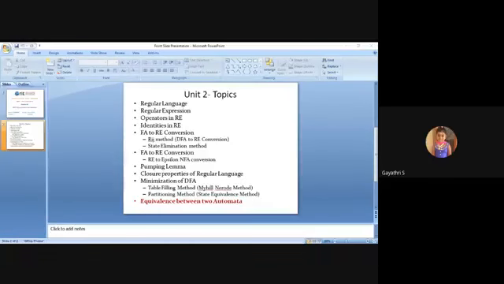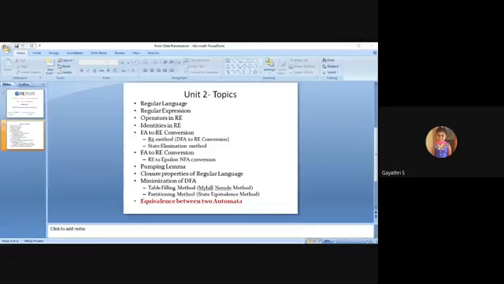Next, closure properties of regular languages: there are almost 7 to 8 properties. Starting with the union of two regular languages is regular, the concatenation of two regular languages is regular, then intersection, reverse, complement, homomorphism, inverse homomorphism. So many things are covered in closure properties of regular languages.